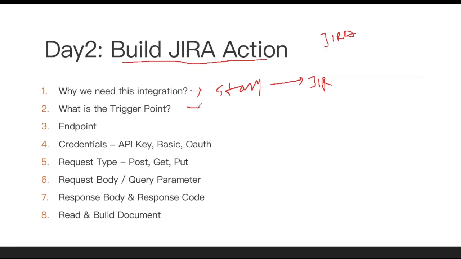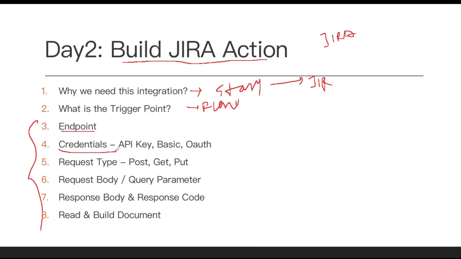Next, how to trigger that? We'll trigger from the flow. So we are going to trigger from the flow whenever the story is created. Now we need this information for the integration. First, we need to find out the endpoint and then we need to find out the credential.